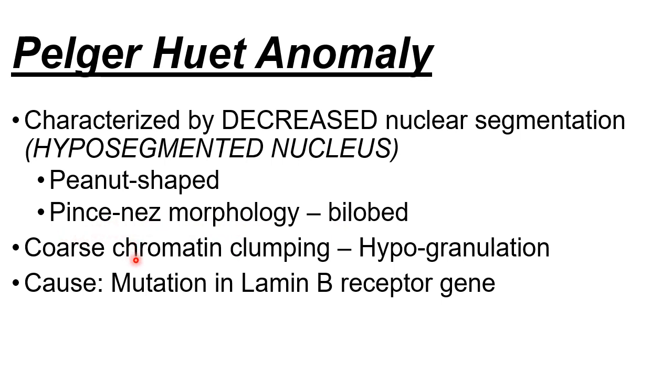And then in other WBCs, ma-appreciate mo din na kokonti yung kanilang granulation due to clumping. Nagsasama-sama na. Okay? Tinatawag nating hypogranulation. So in Pelger-Huet, tandaan natin there is hyposegmentation and hypogranulation. Okay, and then Pelger-Huet is also a genetic disorder. It affects the lamin B receptor gene, which is responsible for the morphology, specifically with the neutrophils.